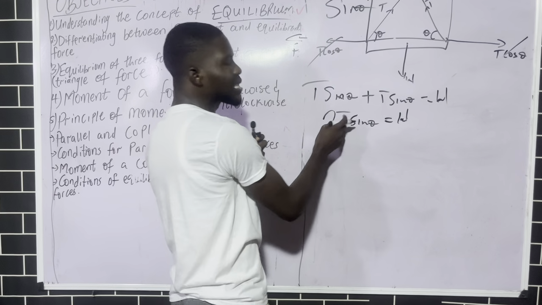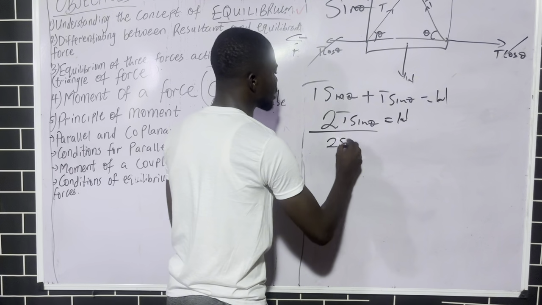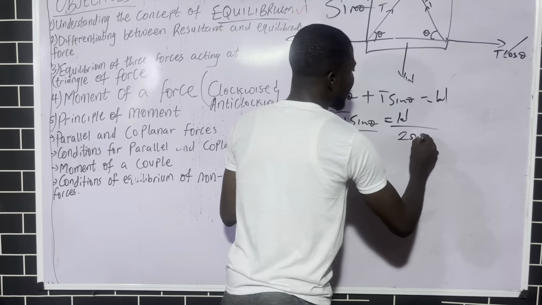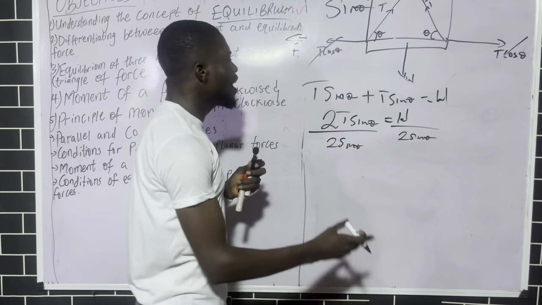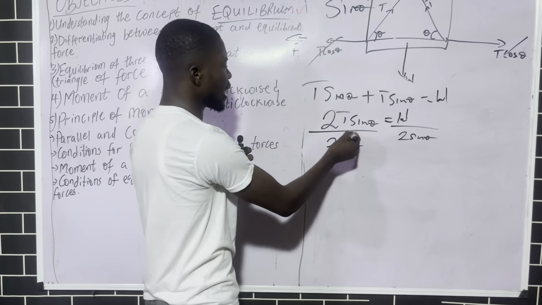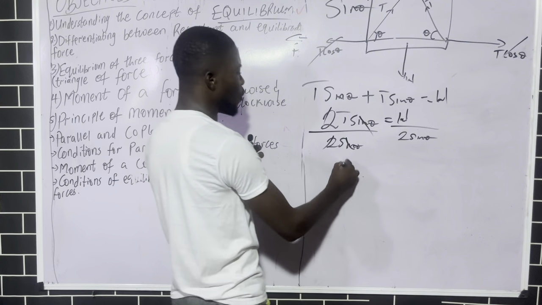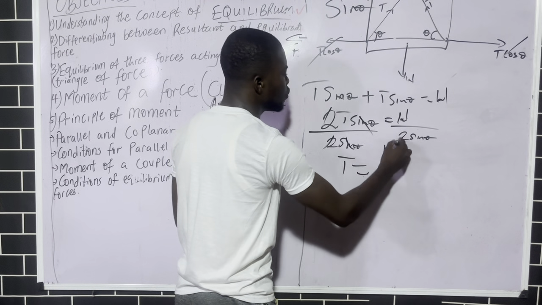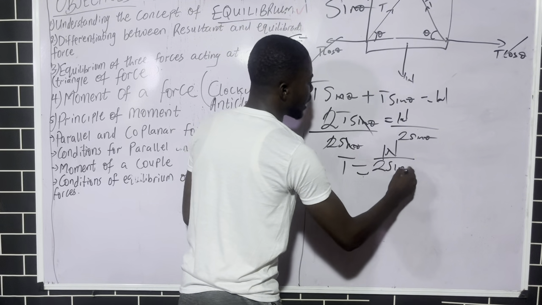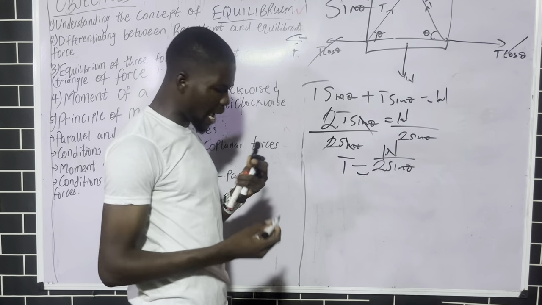So I want to make T stand alone, so I divide both sides by 2 sine theta. Remember mathematics tells us that whatever you do to the left hand side, you must do to the right hand side. So sine theta will cancel sine theta, 2 will cancel 2. Then we'll have T is equal to W over 2 sine theta. Are you there with me now?